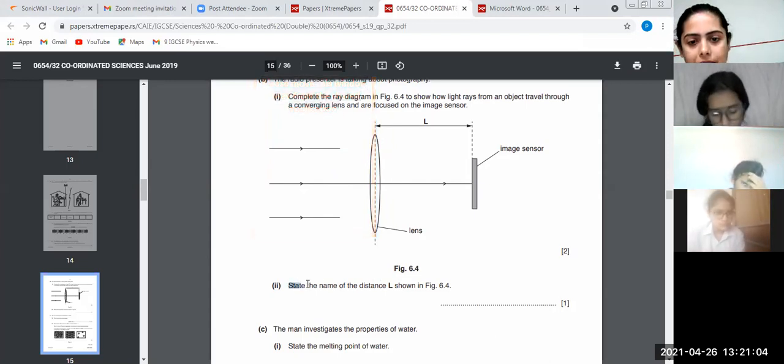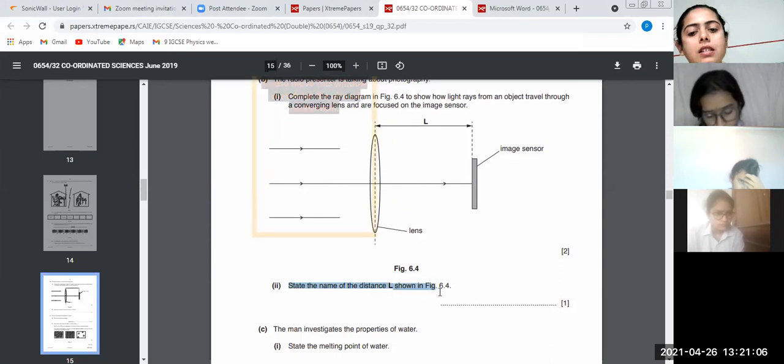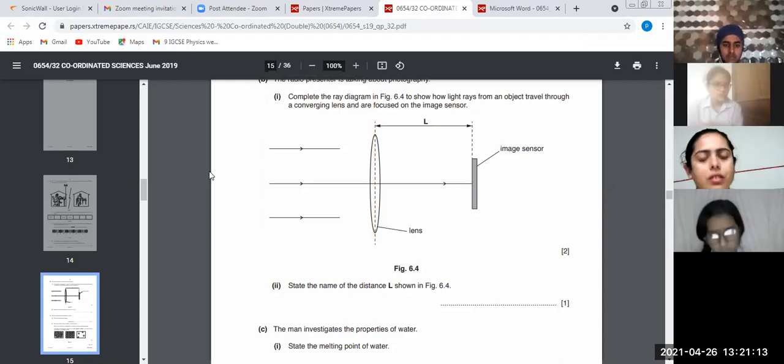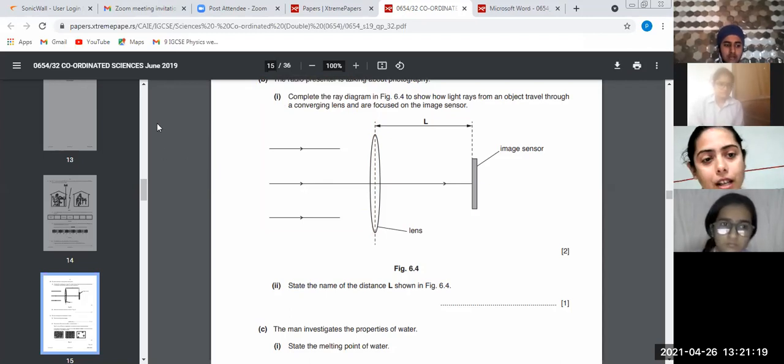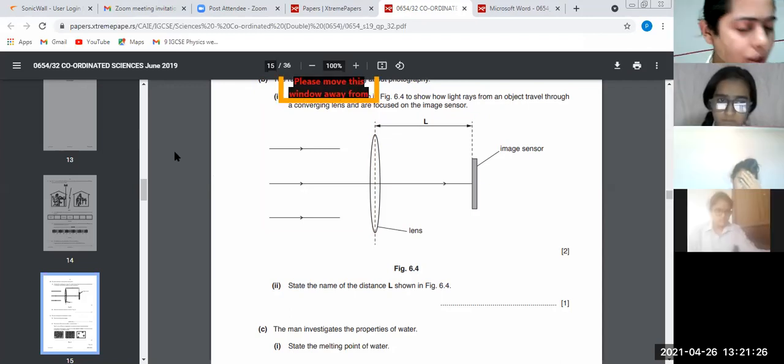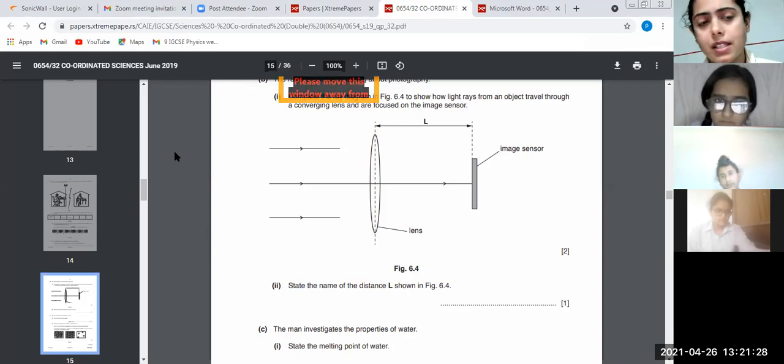Okay, now the next: state the name of the distance L. Now what is this L here? Anji Navjot ji. Focal length. Very good, focal length. Okay, how can you say this is the focal length? Who is going to talk about this? How can you say this is the focal length?